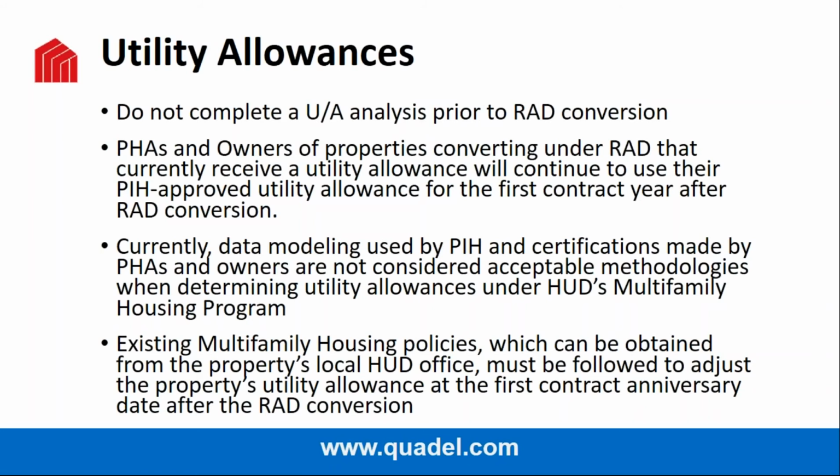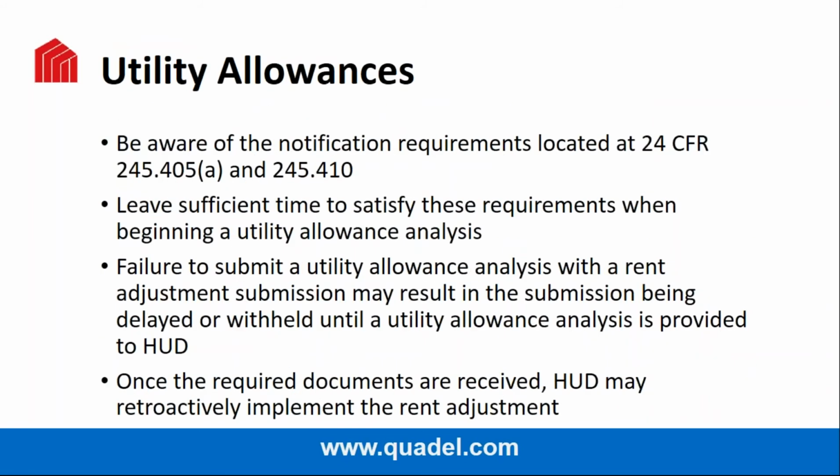Another note here is that utility allowances under HUD's multifamily housing programs must be increased mid-year when changes in the utility rates result in an increase of 10% or more to the recently approved utility allowance. So please keep that in mind too, and keep an eye out for your utility rates in order to determine if they warrant an adjustment to the current utility allowance analysis.